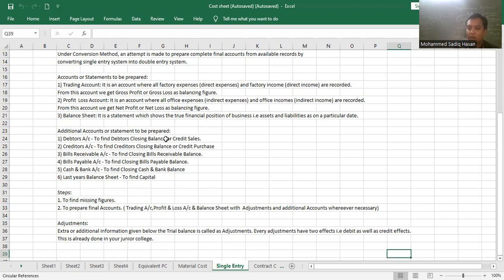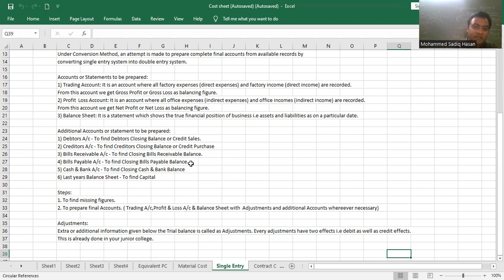If I'm talking about the debtors account, this is the first additional account which we need to prepare. Now, why do we prepare the debtors account? When we need to find out the debtors' closing or opening balance, or credit sales, as the question says, whatever may be the case. So if in the question this information is missing, like the debtors' balance is missing, or credit sales is missing, then you will get that information when you prepare the debtors account. Same way for the creditors account also. When the creditors' balancing figure is missing or credit purchase is missing, because we purchase the goods on credit from creditors.